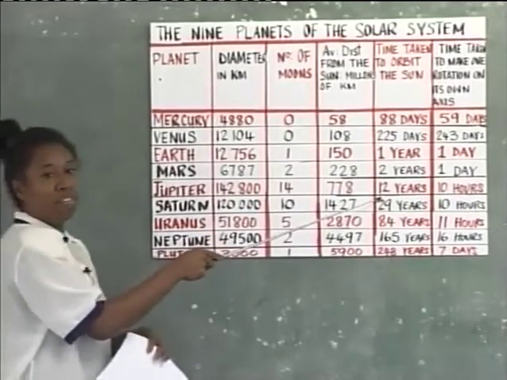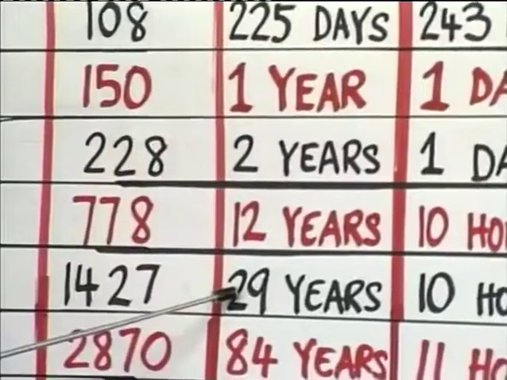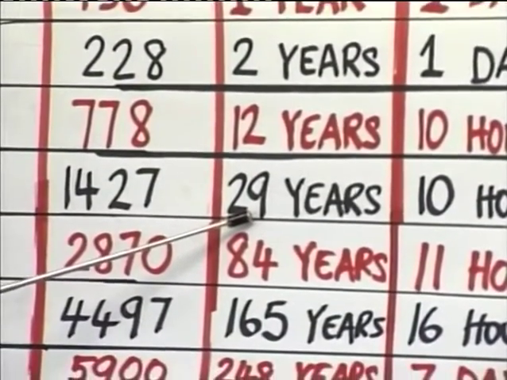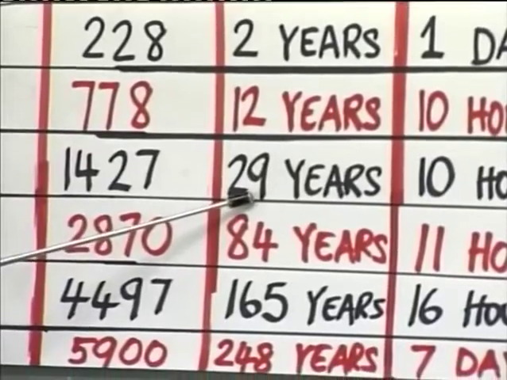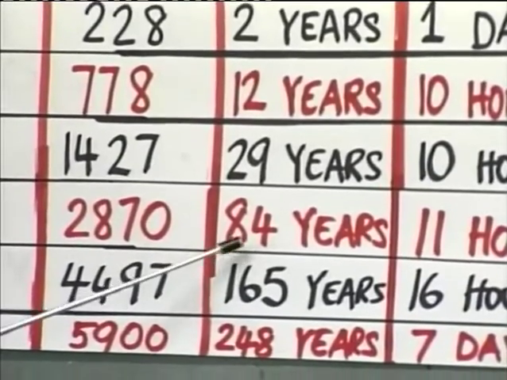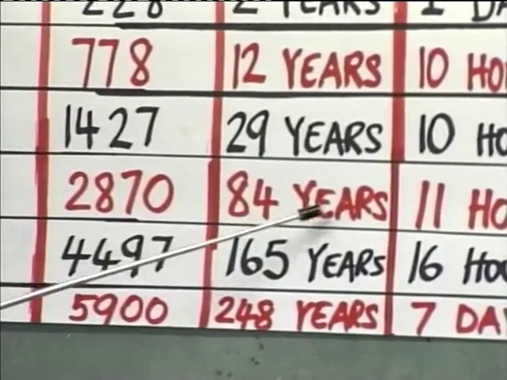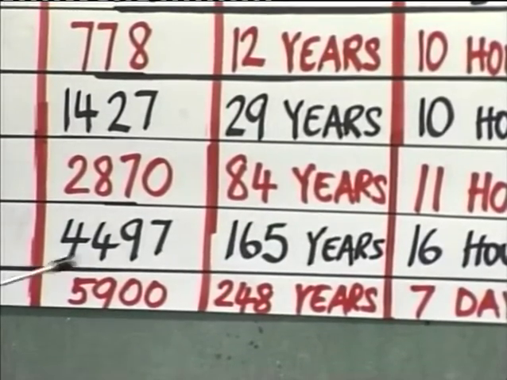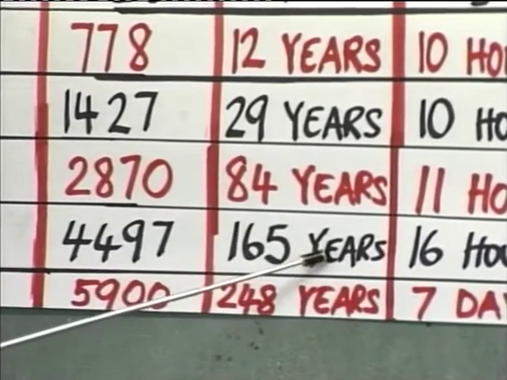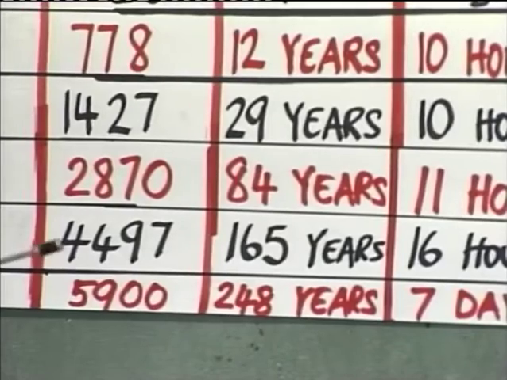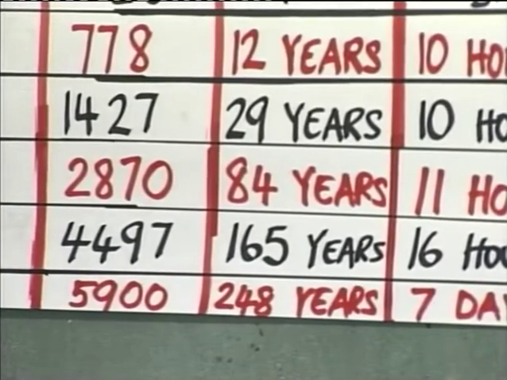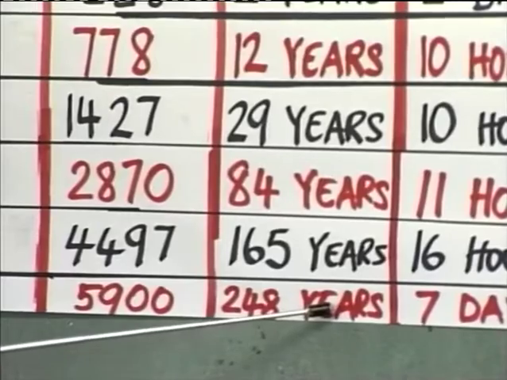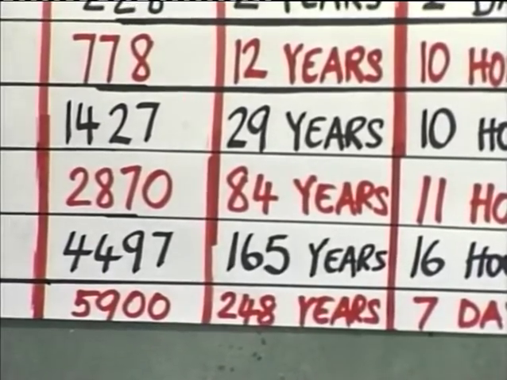Jupiter will take 12 years to complete one full revolution. Saturn will take 29 years. Uranus will take 84 years. Neptune will take 165 years. And finally, Pluto will take 248 years to complete one full revolution.